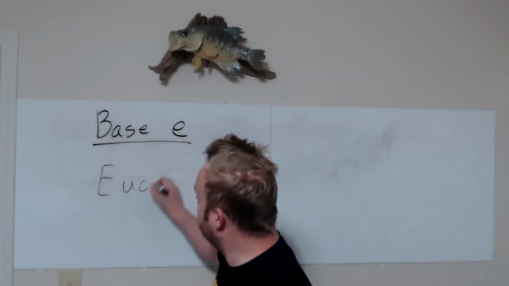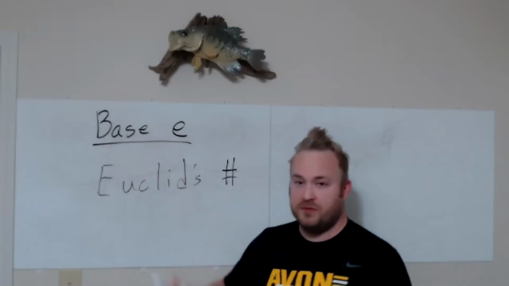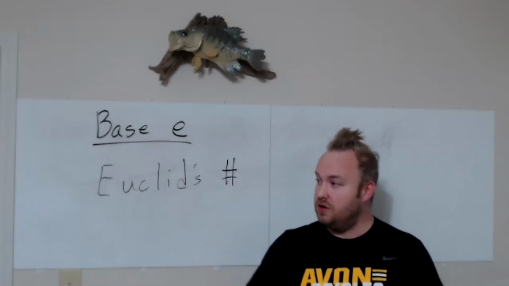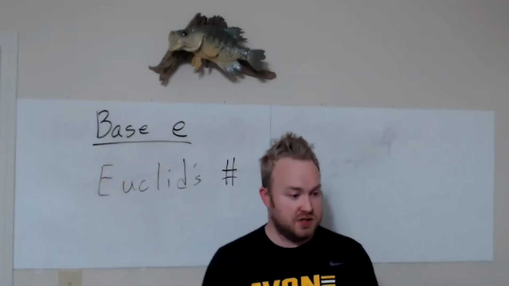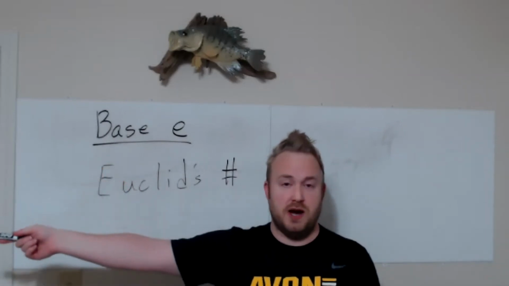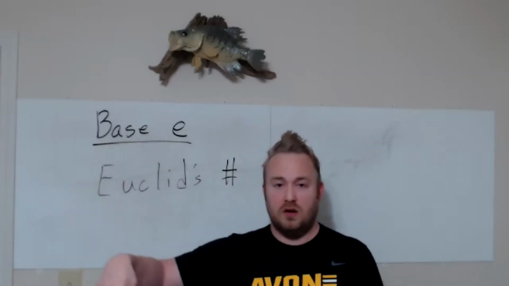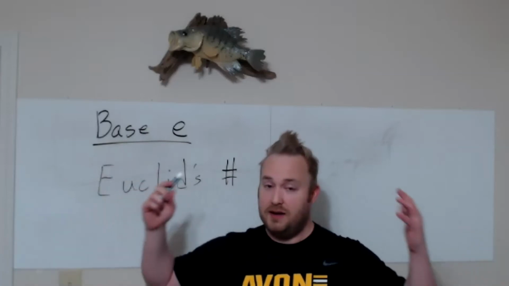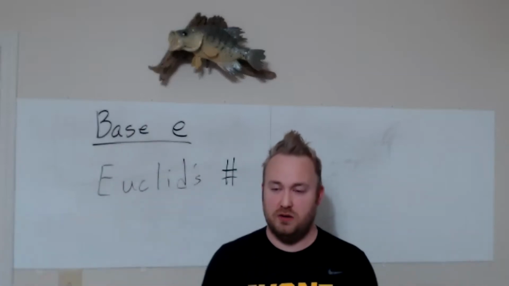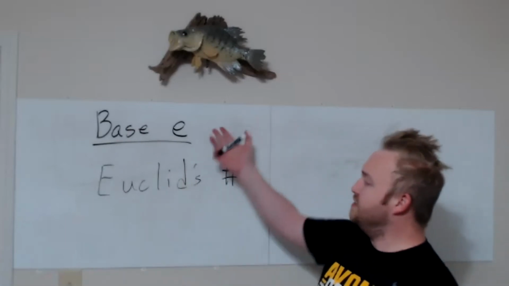E is called Euler's number, named after a Swiss mathematician named Leonhard Euler. One of the most famous mathematicians of all time. He wrote your geometry textbook. He's the one that wrote all the geometry stuff. Any plane geometry, which is what you do in high school, is almost all Euclid. Okay, what is this number E?